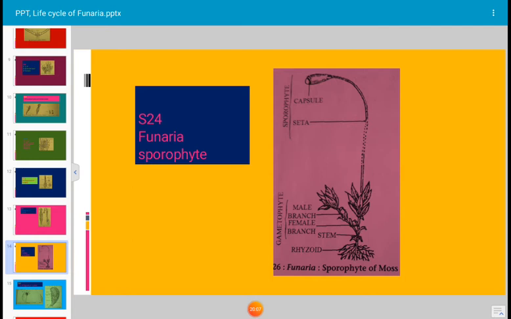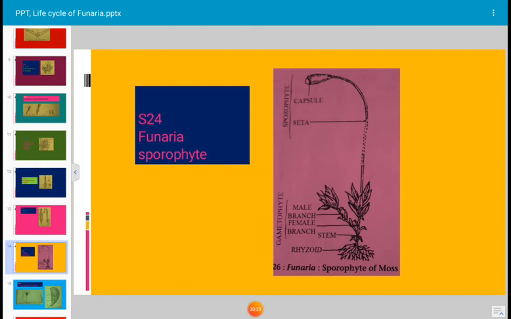The photograph shown here is a sporophyte of Funaria. Sporophyte, the spore producing plant of Funaria. It is a diploid plant, the asexual phase developed from the zygote. Sporophyte is also known as sporangium.